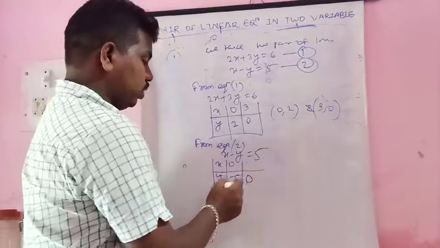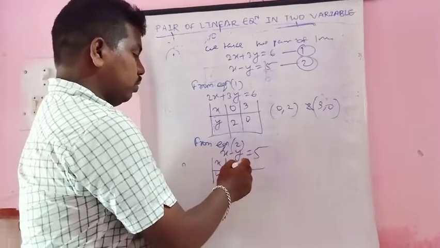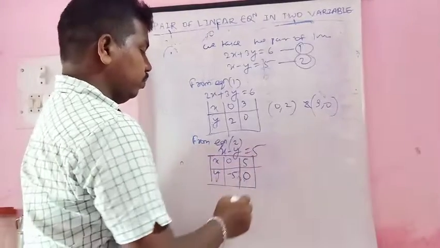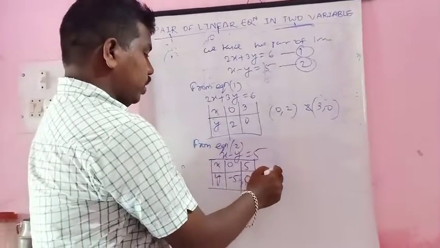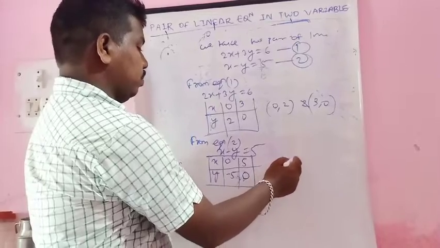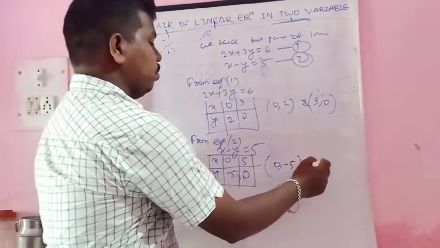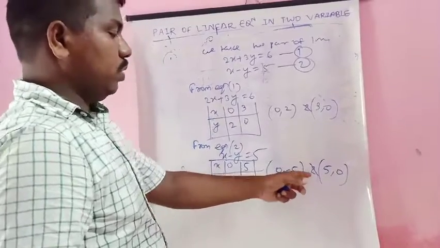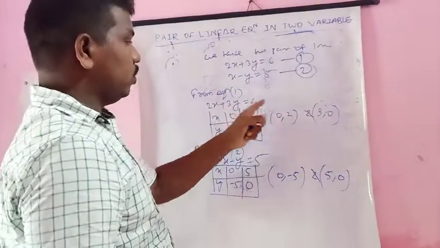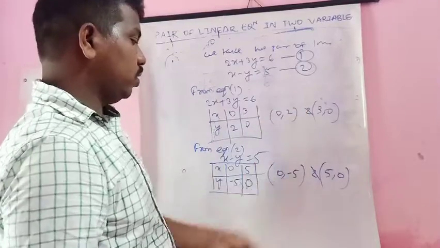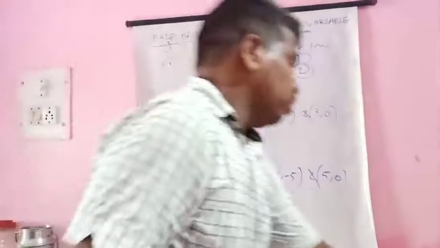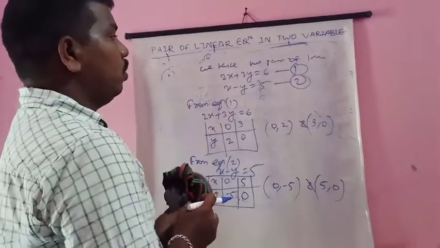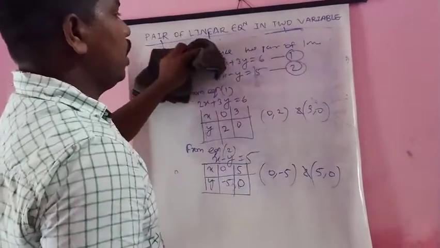Similarly, if we put y equal to 0, then x equal to plus or minus 5. So here we get 2 points, (0, -5) and (5, 0). So from the first equation we get 2 points, and from the second equation we get 2 points. By taking these 2 points, the next step is we have to draw the straight line on graph paper.